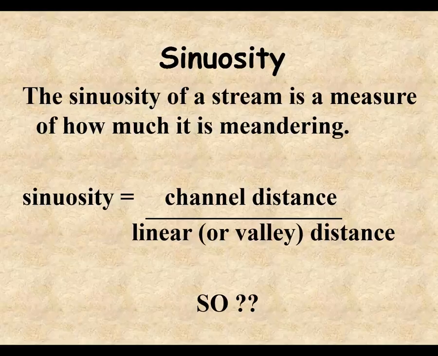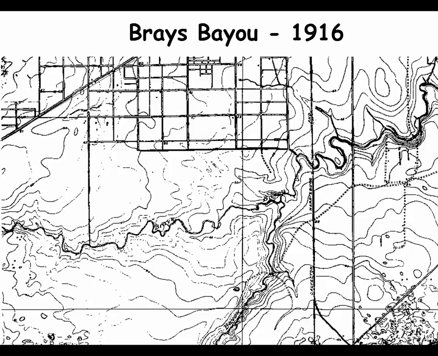You can think of it as the ratio of the length the fish swims to the length the bird flies. Okay? And so if it's a straight channel, then it's going to have a sinuosity of 1. And the more it meanders, the higher the sinuosity. Well, so why is that important? Well, let's look at Bray's Bayou.